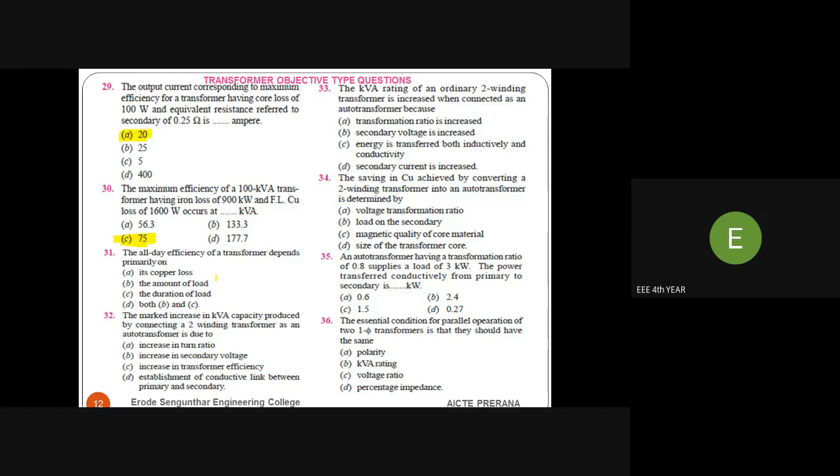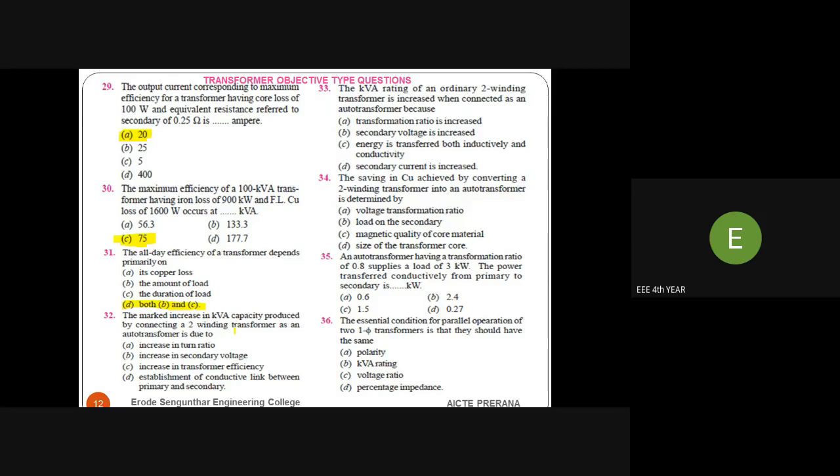All-day efficiency of a transformer depends primarily on its copper losses, amount of load, duration of the load, both B and C. So definitely both B and C. It is the correct answer because all-day efficiency of a transformer depends upon the total amount of the load and also the duration of the load.